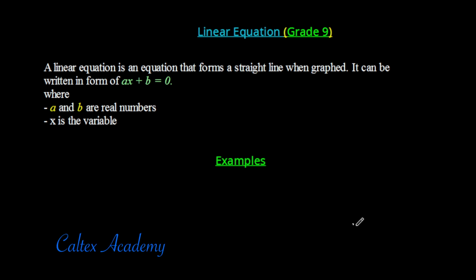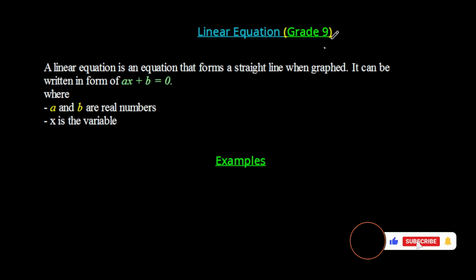Today we're looking at algebra and specifically linear equations of grade 9. Linear equations are not something strange, they're something simple. A linear equation is an equation that forms a straight line when graphed. It can be written in the form ax plus b equals 0, where a and b are real numbers and x is the variable.